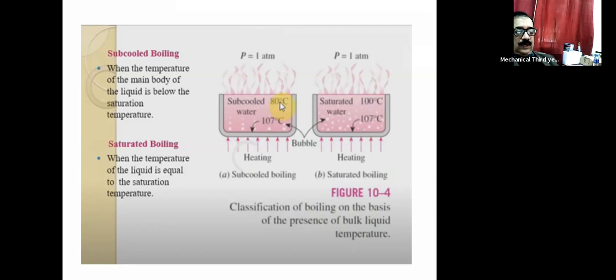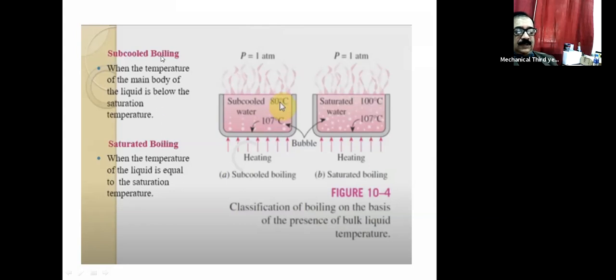Now, what is this sub-cooled boiling? You see here, heating is taking place. This classification is basically of the pool boiling. The boiling of the previous one that we divided into two categories, pool and flow. Now under this pool, we can have these two, subcooled as well as saturated boiling.